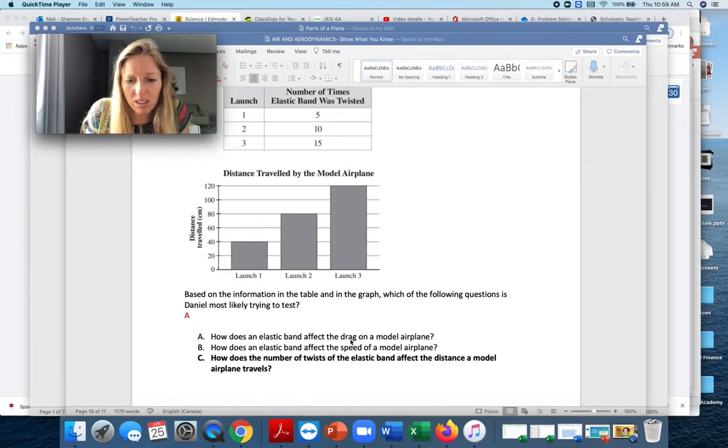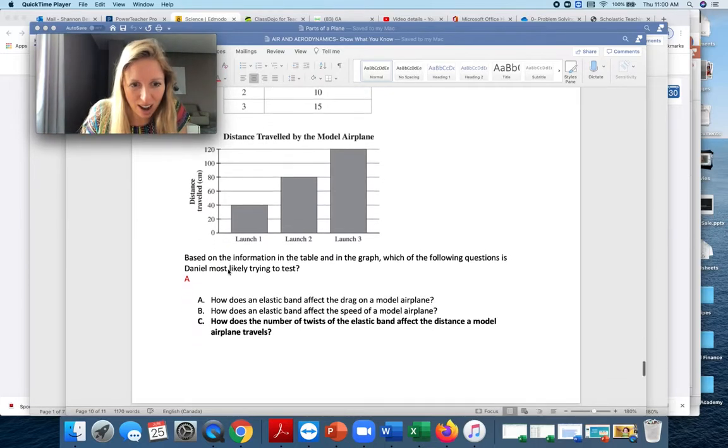Okay, doesn't really affect drag. Does the elastic band affect the speed? Well, that would be the best distractor answer. But are we measuring speed? No, we're measuring the distance it traveled. Speed is measured with meters per second, kilometers per hour. So what we're measuring is the distance traveled.